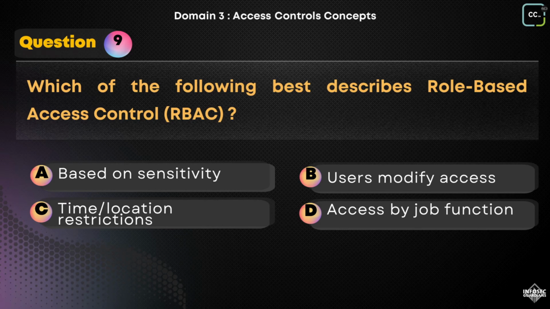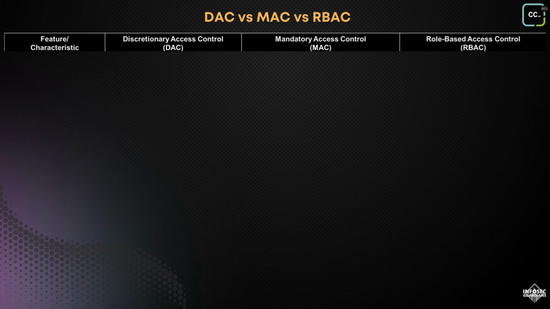Hence, the correct answer is option D, as RBAC is fundamentally about assigning access rights based on the job functions or roles within the organization. Now, let us explore the key differences between three common access control models: discretionary access control, mandatory access control, and role-based access control. We will break it down into a few important categories.